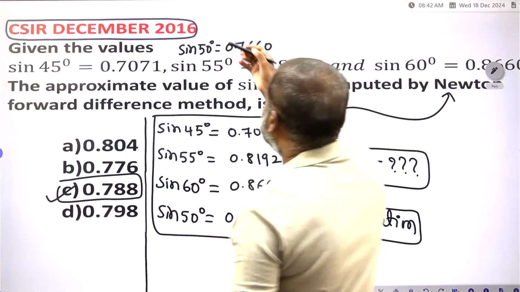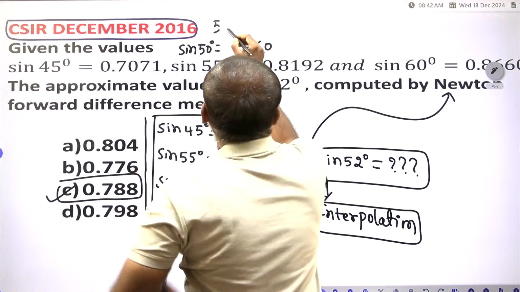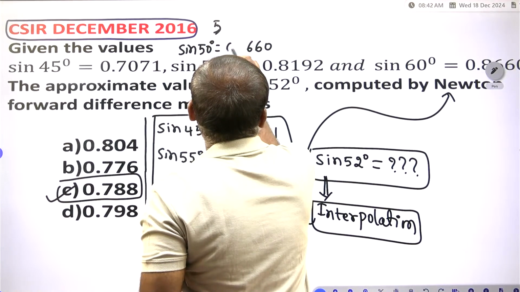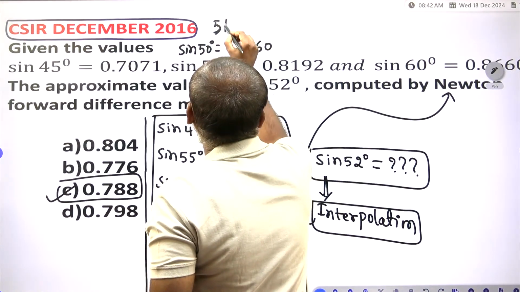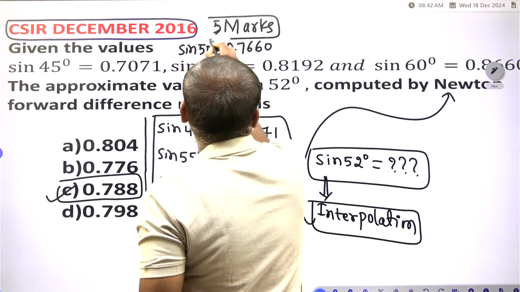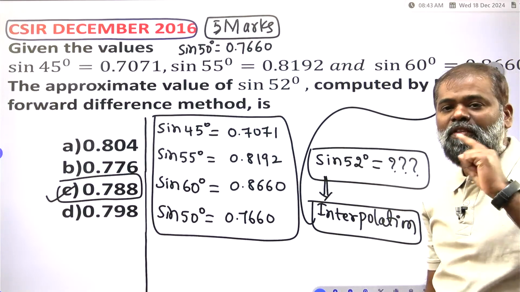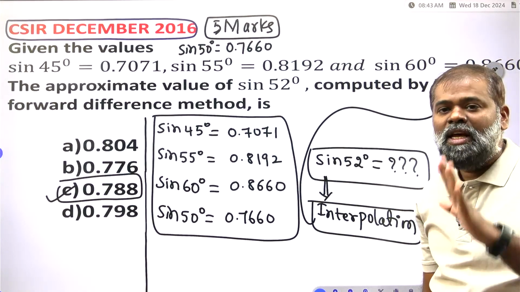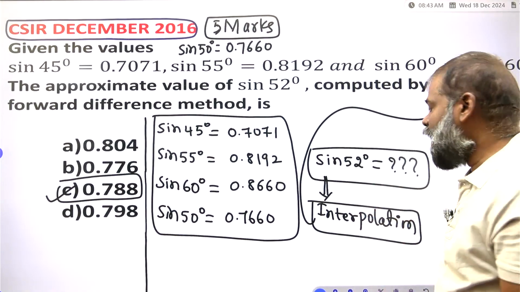For how many marks did this question come in 2016? This is a 5 marks question. If the question comes, it belongs to the 5 marks only in CSIR, right? This is advanced mathematical methods of physics. In advanced mathematical methods of physics, what is the topic? Interpolation and extrapolation. What is meant by interpolation?